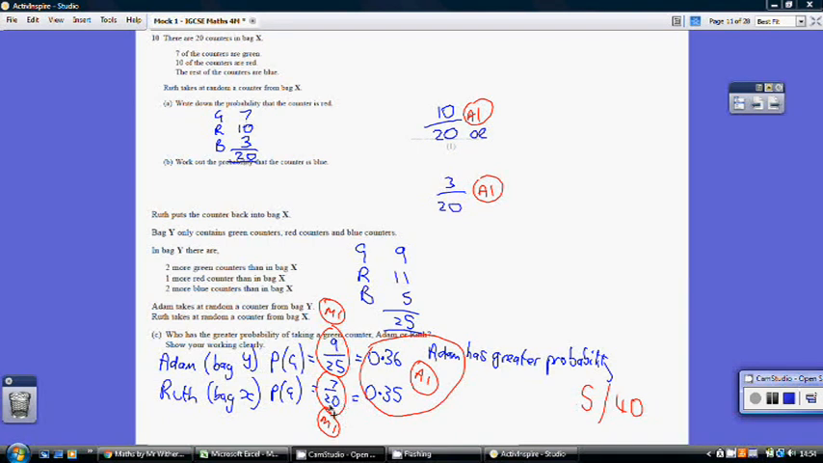Now, it's quite hard to compare and contrast these. Of course, you could convert them into equivalent fractions and so on, but given we can use a calculator, probably best just to convert these into decimals now, which is so much easier to compare. So just on your calculator, do 9 divided by 25 and you get 0.36. 7 divided by 20, you get 0.35. Adam's probability is slightly bigger, so Adam has the greater probability.